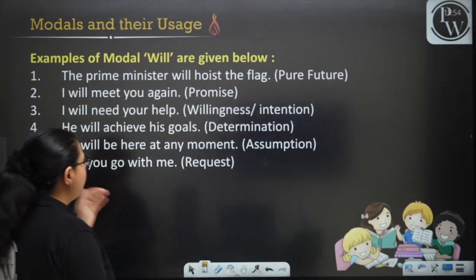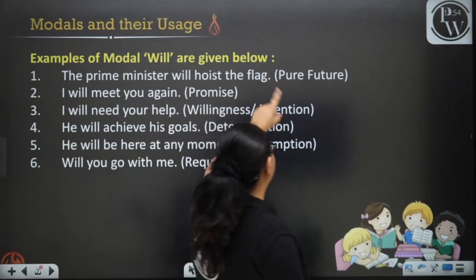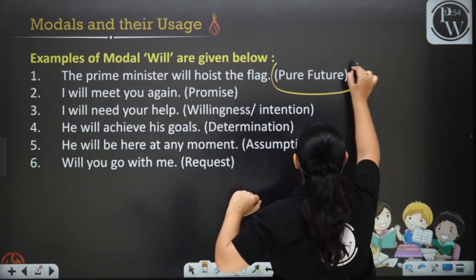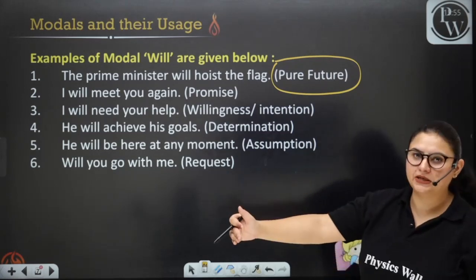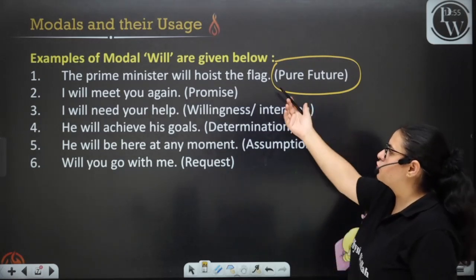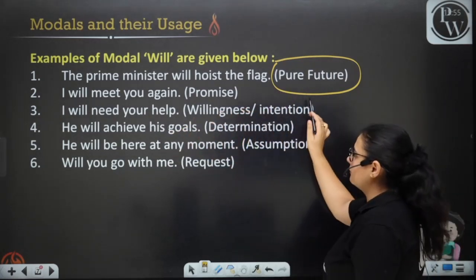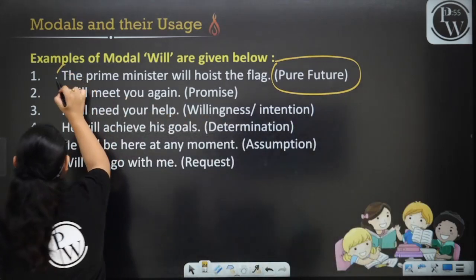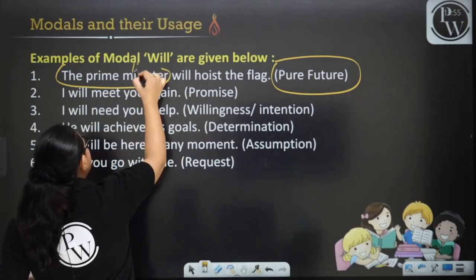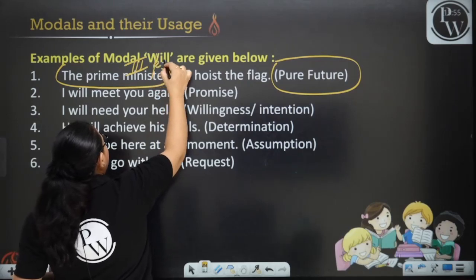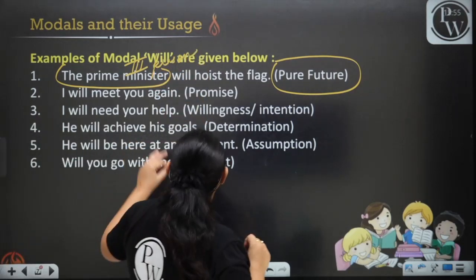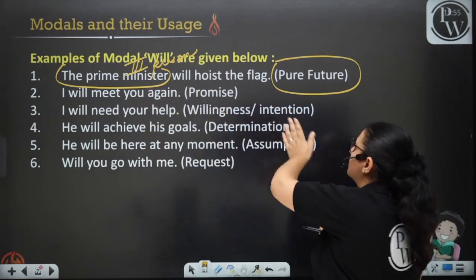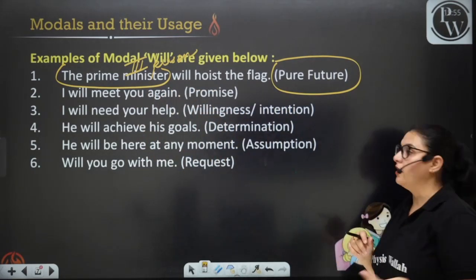Examples. The Prime Minister will hoist the flag. Now, this is pure future, because this is going to happen in the future. This expresses future. The Prime Minister will hoist the flag. Now, we know that the Prime Minister is the third person in this case. So in order to express the third person, we have used will.